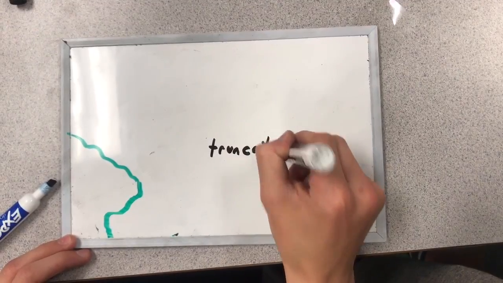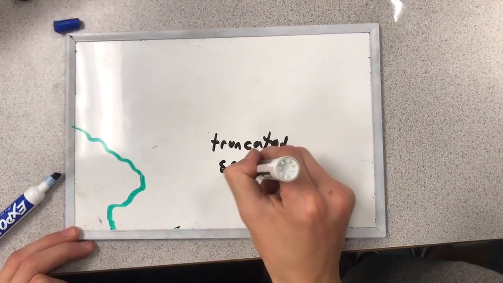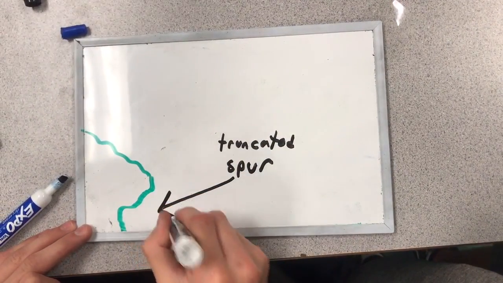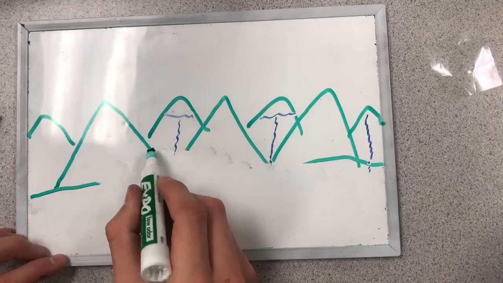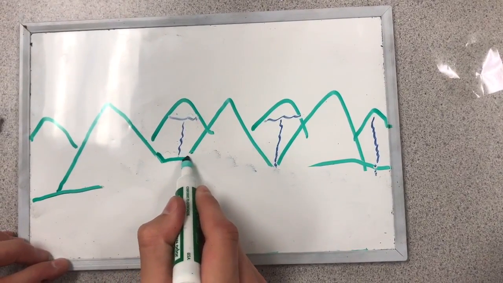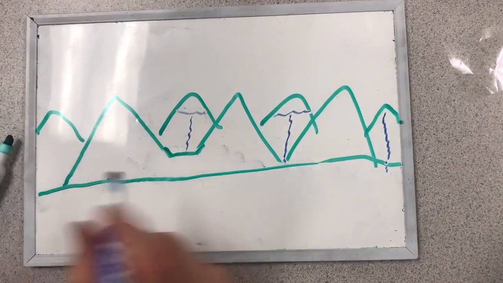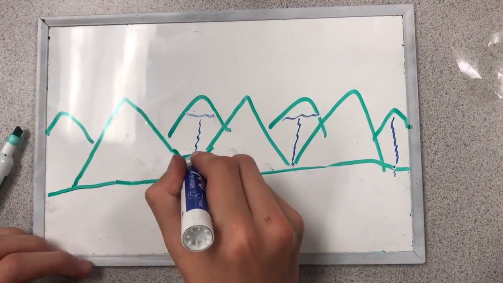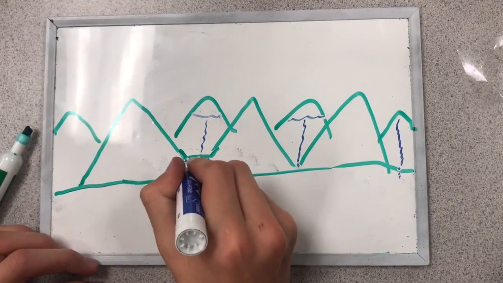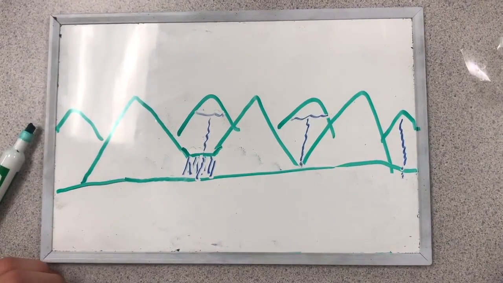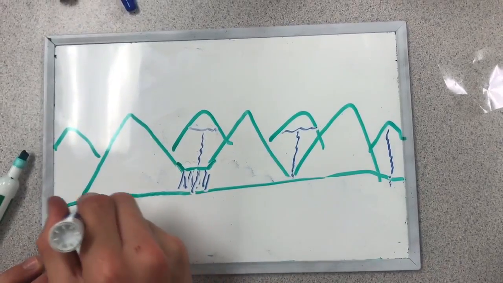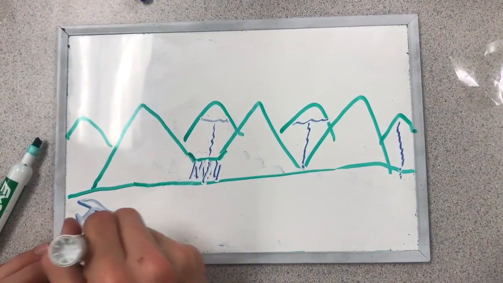In this diagram here, it created a truncated spur. Truncated spurs can turn into hanging valleys, and can turn a river into a waterfall. The glacier will then continue its journey down the mountain.